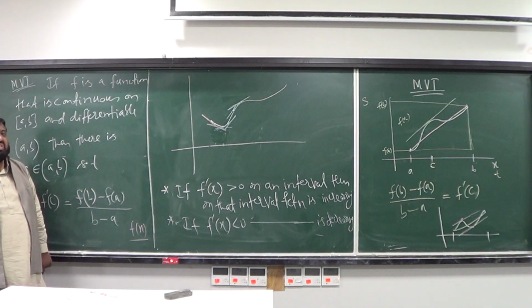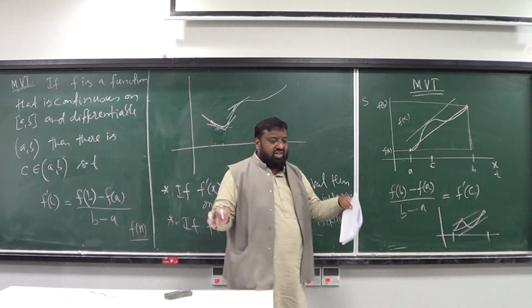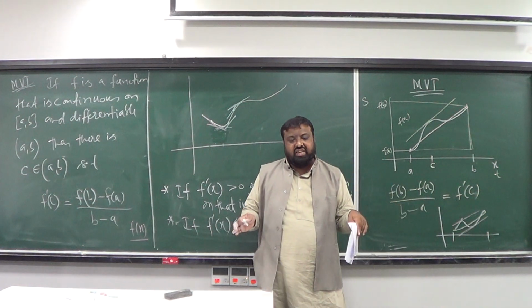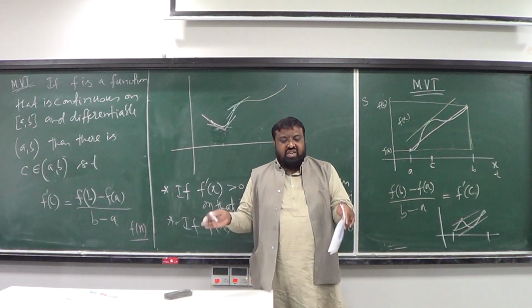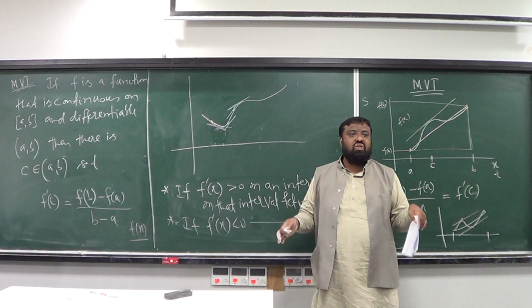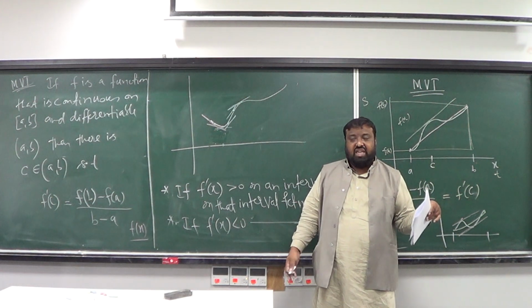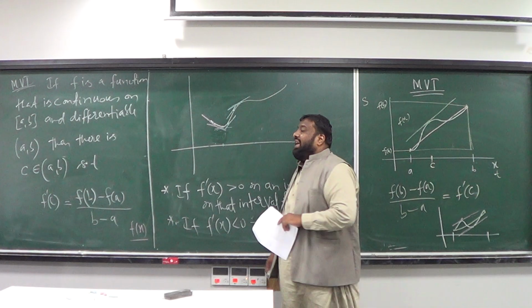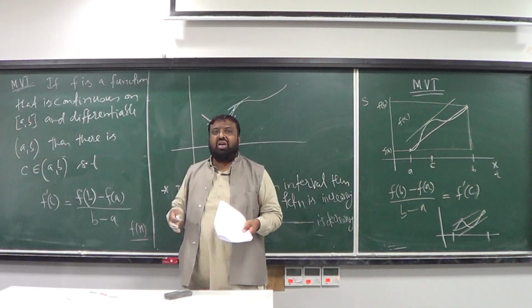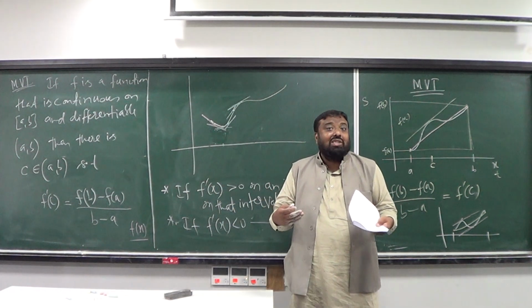So just compute the derivative and see on what interval this derivative is positive and on what interval the derivative is negative. The interval where the derivative is positive, the function is going to increase. The interval where the derivative is negative, the function is going to decrease. And obviously the points where the derivatives are zero are going to be the critical points.